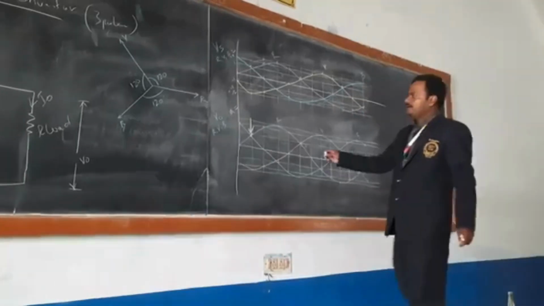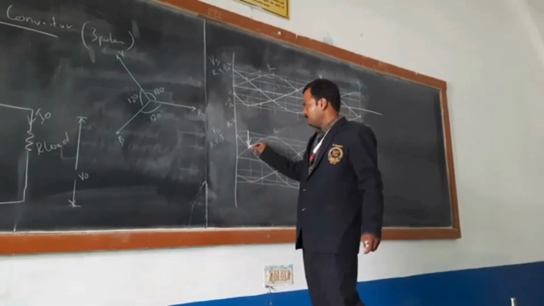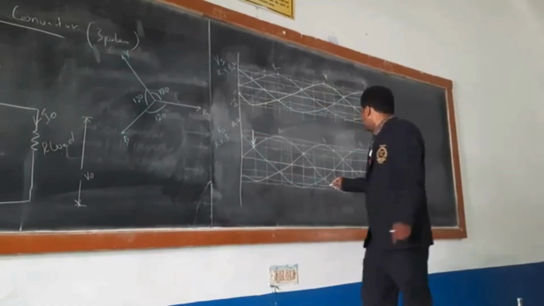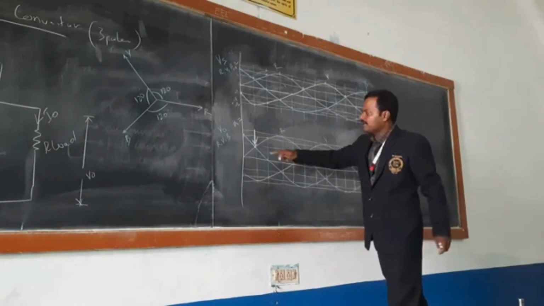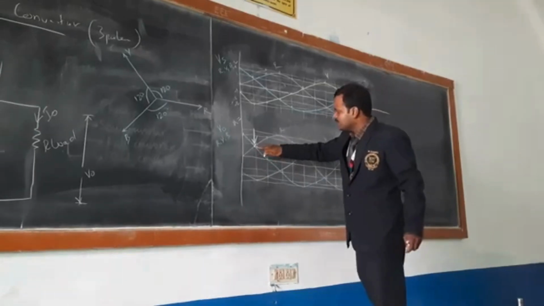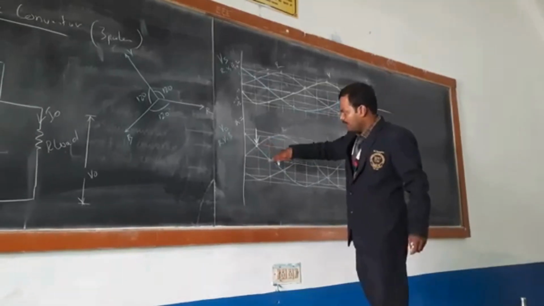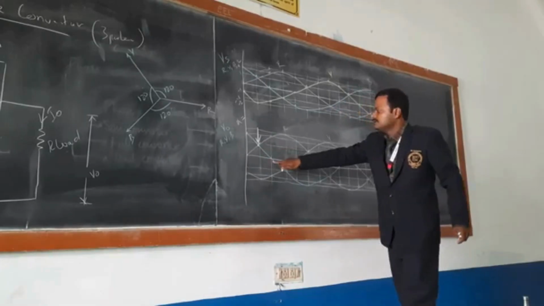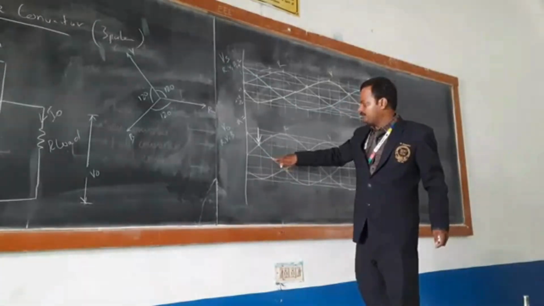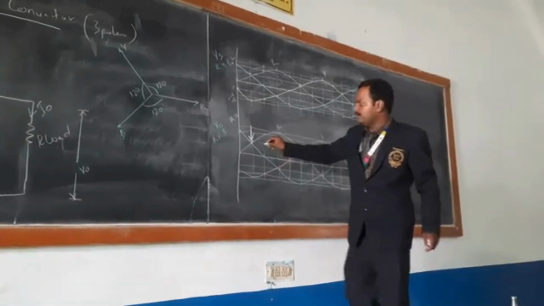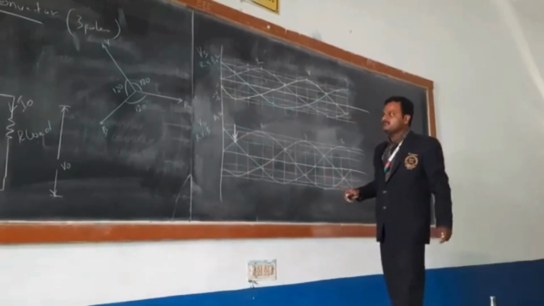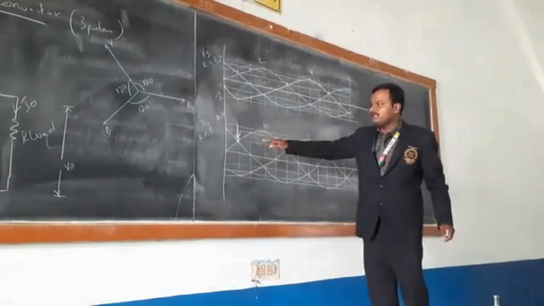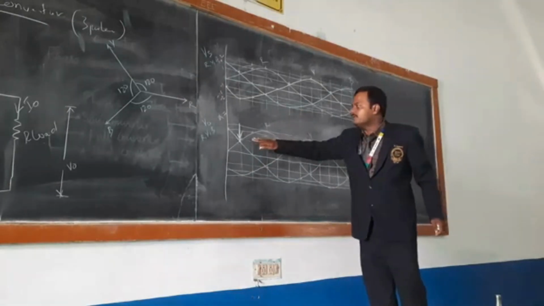Okay, and after the crossover point, the B phase is getting decreased. After the crossover point, the R phase increases to the maximum, and the B phase is going to become 0 in a short time period. That is why we are taking the crossover point. After the crossover point, any one of the phases is going to get maximum. For that phase we are going to give the pulses.